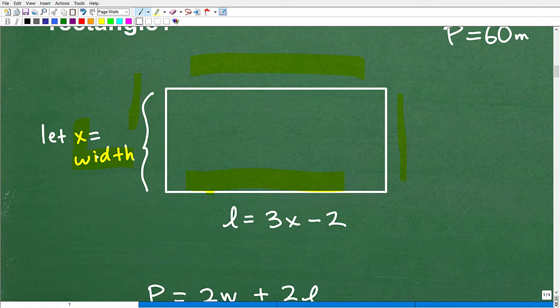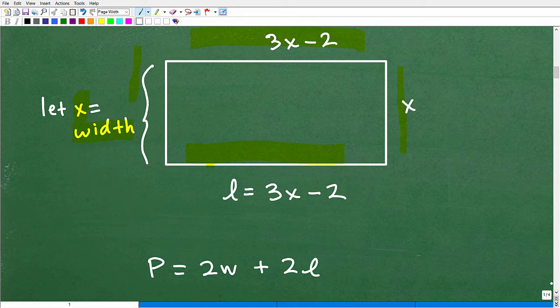So for a rectangle, if this side is x long, this side is also x long, and then here our length is 3x minus 2, so this side would be 3x minus 2 as well. So the perimeter is going to be 2 times the width, okay? In other words, I have an x here and an x here, so just take the width, whatever it is, and multiply by 2, and the same thing for the length. So this is our formula for the perimeter: 2 times the width plus 2 times the length.